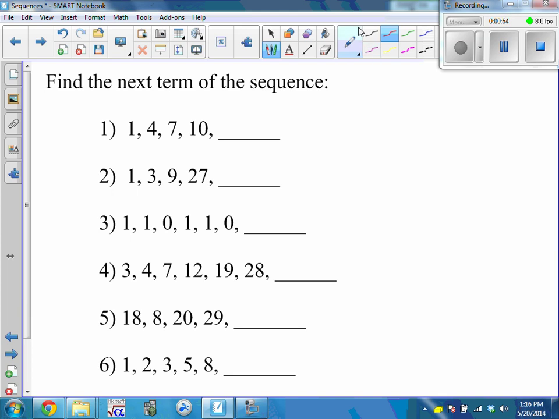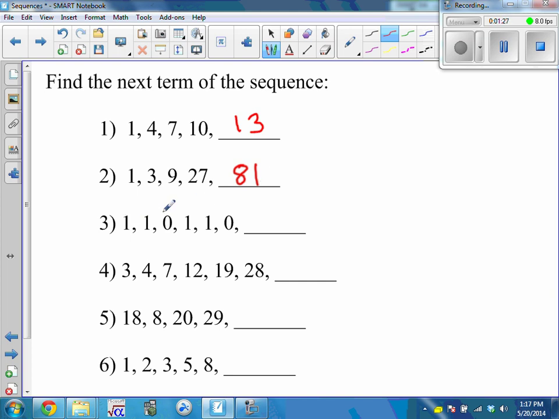The first one, 1, 4, 7, 10. We determined we can get our next term by adding 3, so our next term is 13. This is known as an arithmetic sequence, and we'll talk about these later, where we add to get the next term. 1, 3, 9, 27. Our next term is 81. This is geometric. We multiply to get our next term.